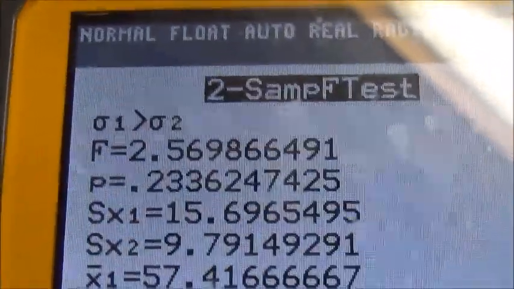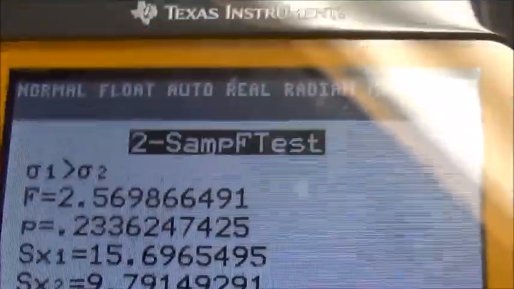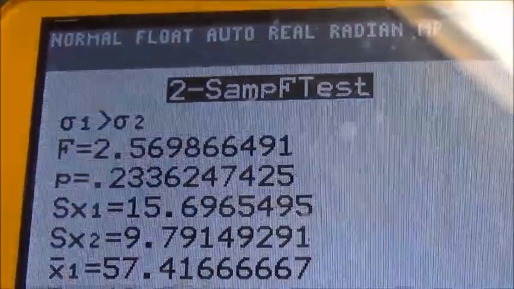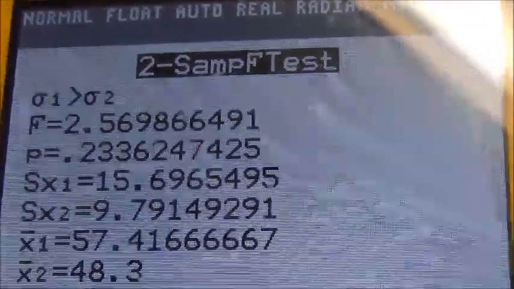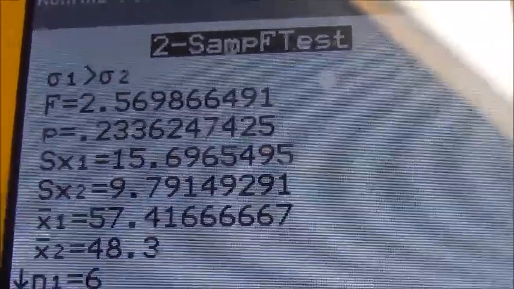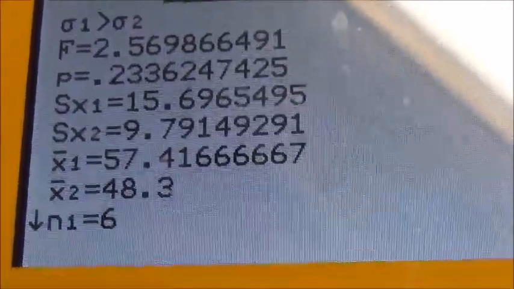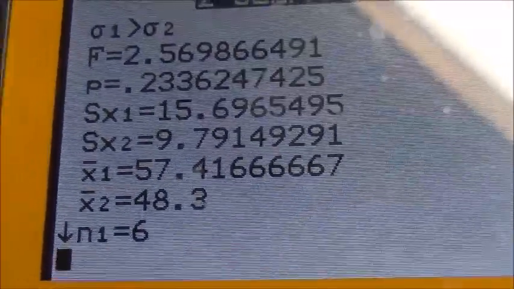And go ahead and calculate my statistics. And so my F value is going to be 2.5699. My p-value is 0.2336. So this asks if it's the left tail test, a right tail test, or a two tail test. Since we're doing greater, it's a right tail test. And then we're using our p-value to check if we should accept or reject the claim.